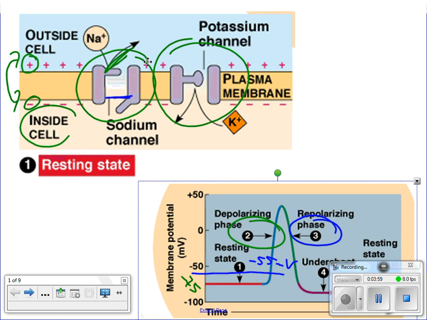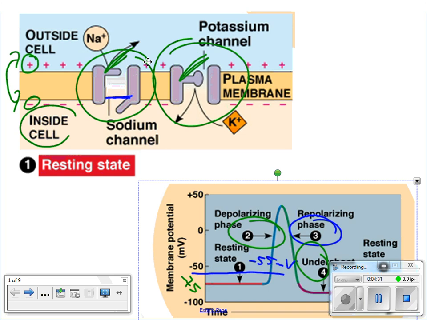And within the undershoot, which is the fourth step, the potassium channel remains open for a little longer than it should. And what potassium is going to do is, as it flows out, it's going to create more of a negative charge on the inside of the cell because you're getting rid of positive charges. During the undershoot, it allows the segment of the neuron that just fired to not fire again right after, as the signal is being transmitted down the neuron.